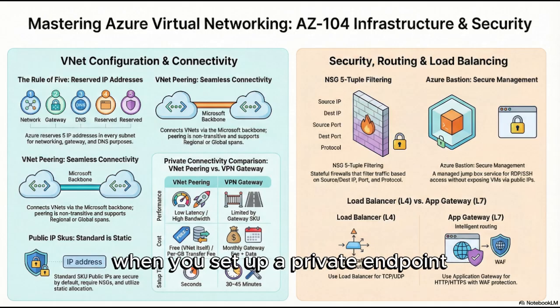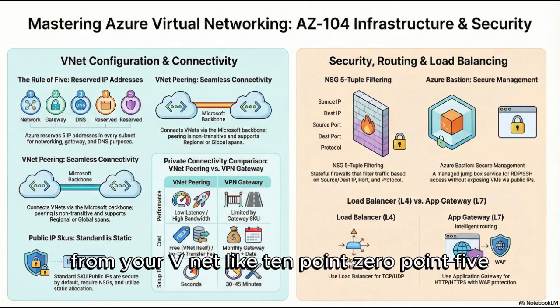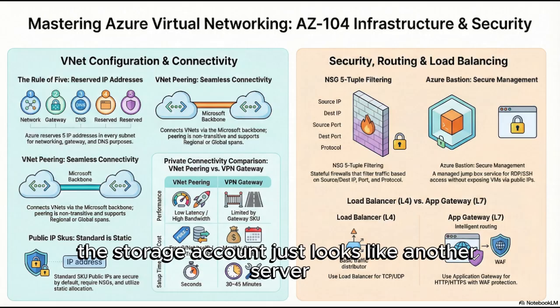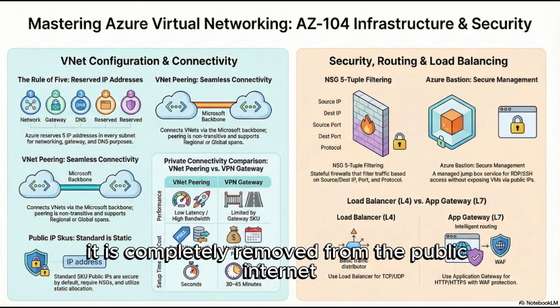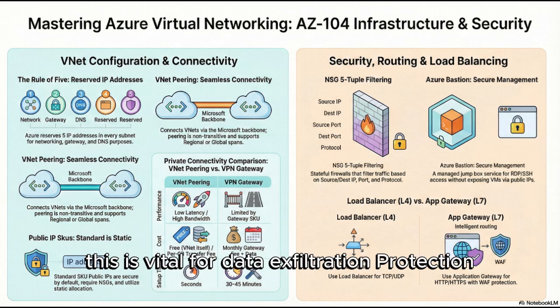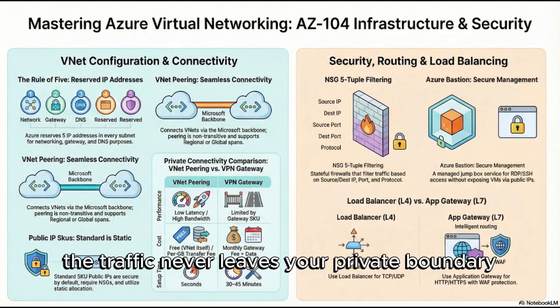When you set up a private endpoint for a storage account, Azure gives that storage account a private IP address from your VNet, like 10.0.0.5. So to my VM, the storage account just looks like another server on the local network. Exactly. It is completely removed from the public internet. This is vital for data exfiltration protection. With private endpoints, the traffic never leaves your private boundary.